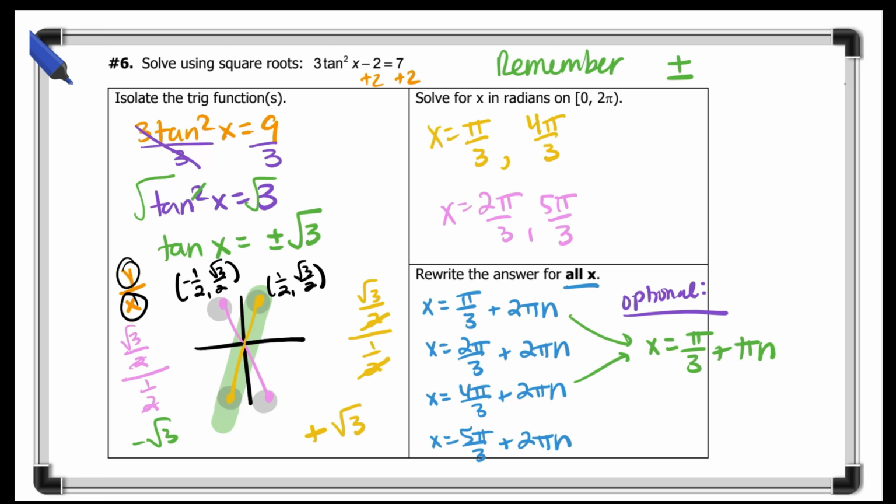Again, remember, that's just the repeating. And then the next you can say is these angles right here, 2 pi over 3 and 5 pi over 3. That's again pi distance apart. So you can say that's 2 pi over 3 plus pi n. So that's just another way for you to be able to write it. But again, these would be sufficient for your answers.